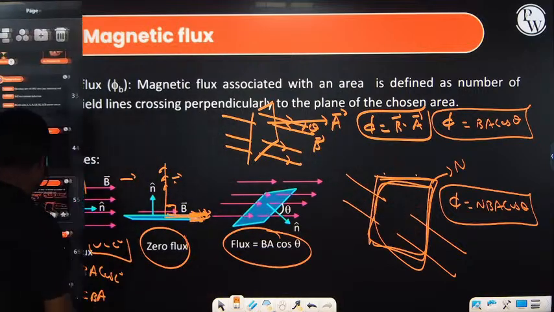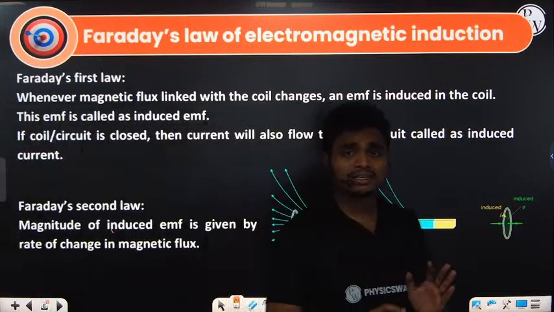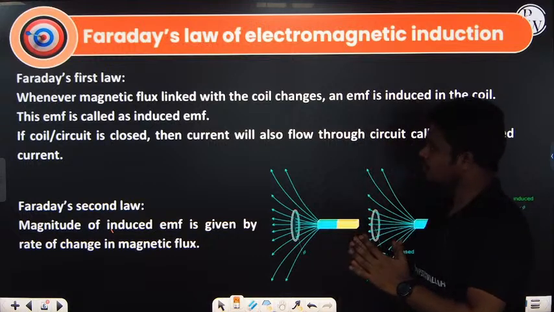Next we have Faraday's laws of electromagnetic induction. What is the property of this? What is Faraday's law of electromagnetic induction?